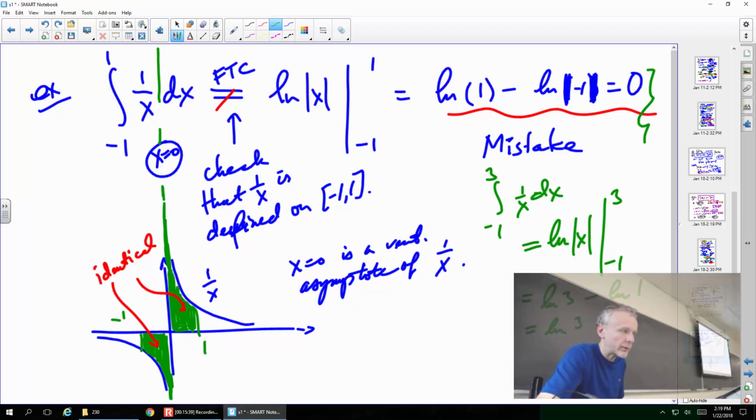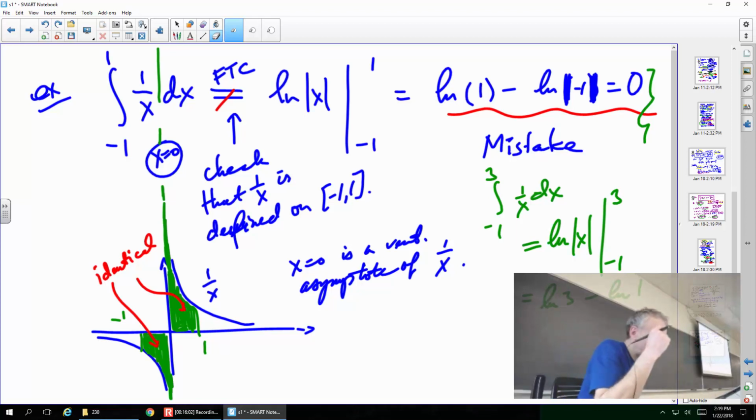Hold on a second. It's not ln of 1. Hold on, that's not right. Well, let's just leave it like this. So it's a number. ln of 3, ln of 1, two numbers, subtract these two, have a number. So once again we are hiding the problem that we overlooked over here.